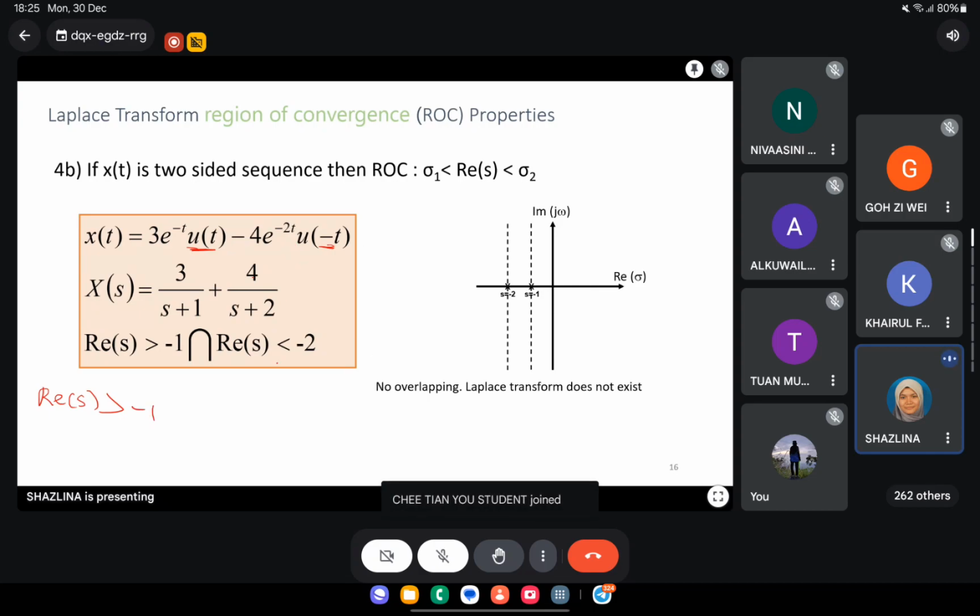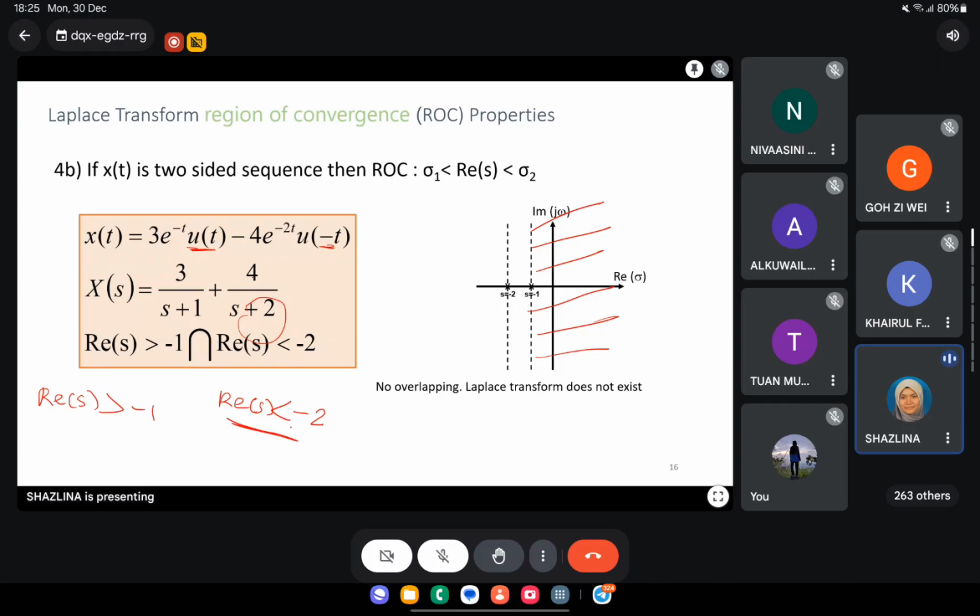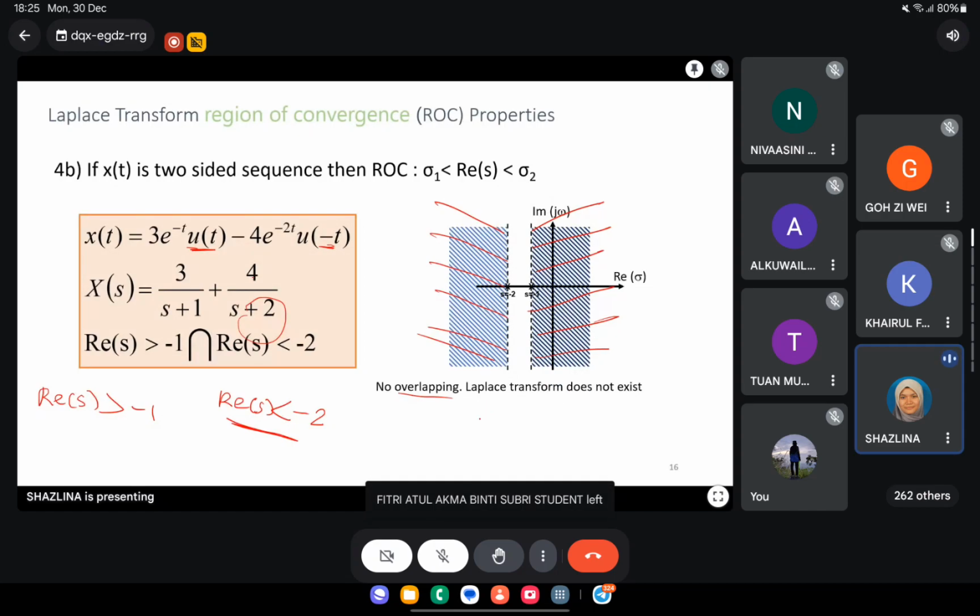For the left-sided, it has to be smaller. So the ROC real has to be smaller than -2. If you plot, this is -1, bigger than -1, has to be this side, the right side. And for this term, smaller than -2, smaller is on the left side. So there is no overlapping, meaning for this equation, the ROC does not exist and also the Laplace transform does not exist for this case.